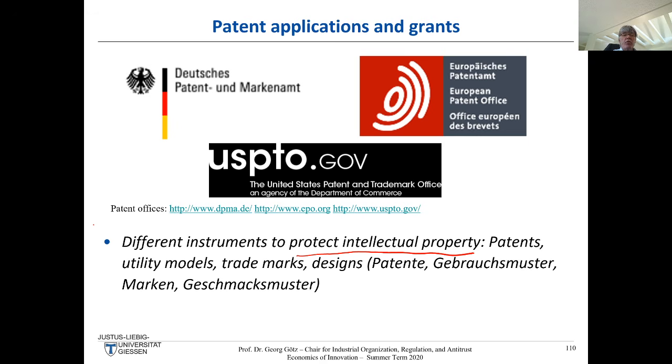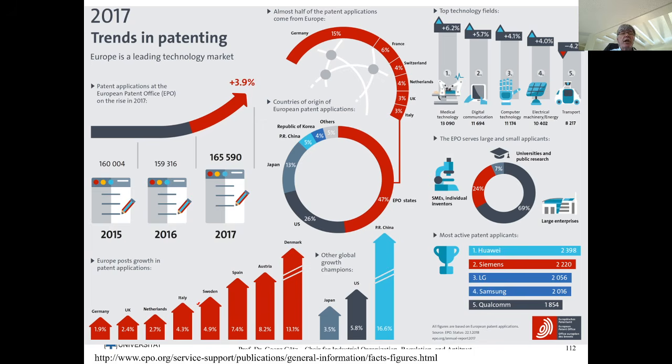Now some numbers, and there are some really nice pictures produced by the European Patent Office here. Some trends in patenting, and what the European Patent Office states, and I gave you the link in the notes to the slides, is that Europe is a leading technology market, and you see that in 2017 you had more than 160,000 patent applications. I don't know whether you can read that, but anyway.